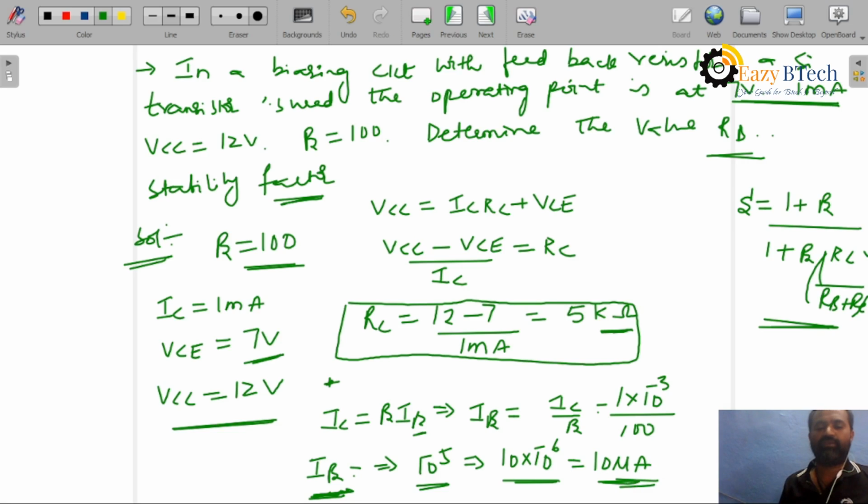Okay students, now we have found the value of RC and the value of IB. These two parameters are used for calculating the value of RB. The values of RC and IB are sufficient to find the value of RB. Now what is the equation of RB, how can we obtain that? You can clearly study here.